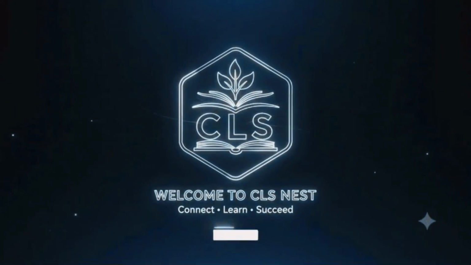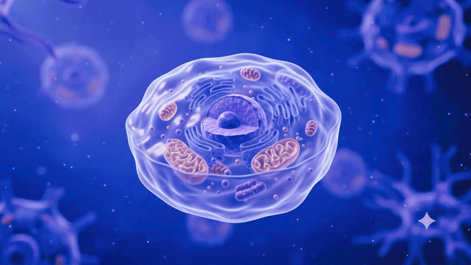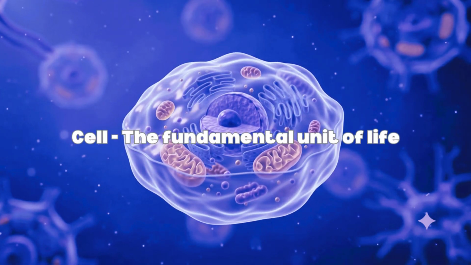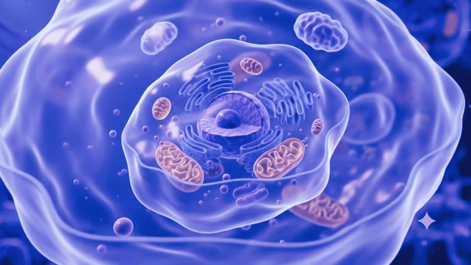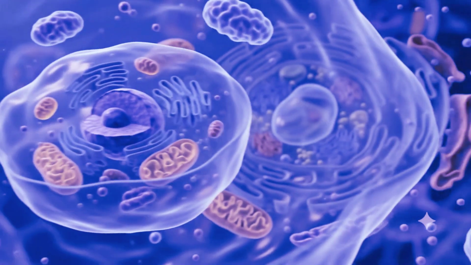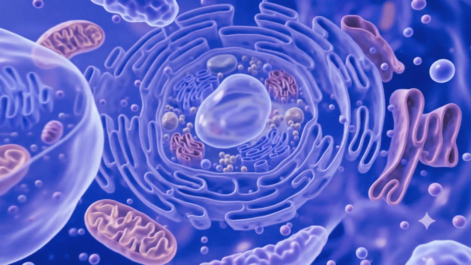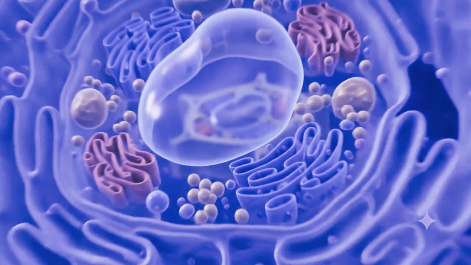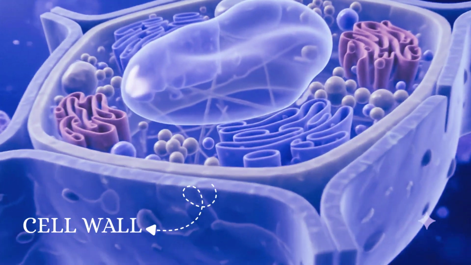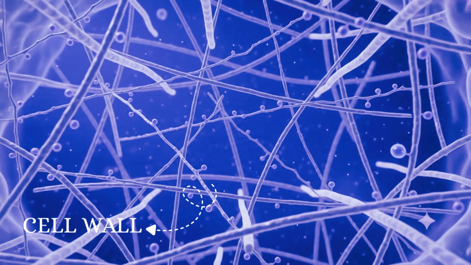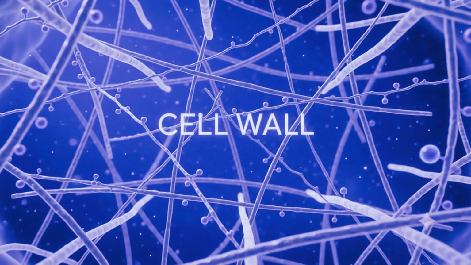I'm glad you're here. In our previous video, we explored the cell as the fundamental structural and functional unit of life. We also got a brief overview of the fascinating world inside the cell. Now it's time to step inside and explore these structures in detail. But before we begin, let's first understand the structures that define the cell's boundary. We'll begin with the cell wall, a remarkable structure that provides strength, protection, and support to the cell.